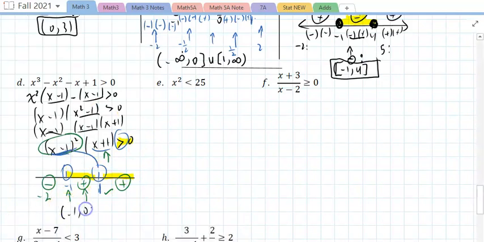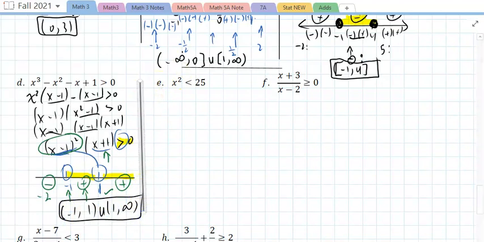From negative 1 to 0. Oops, from negative 1 to 1, union with 1 to infinity. So, we're going to graph all of those later on. Until then, this is the only way to do the problem.